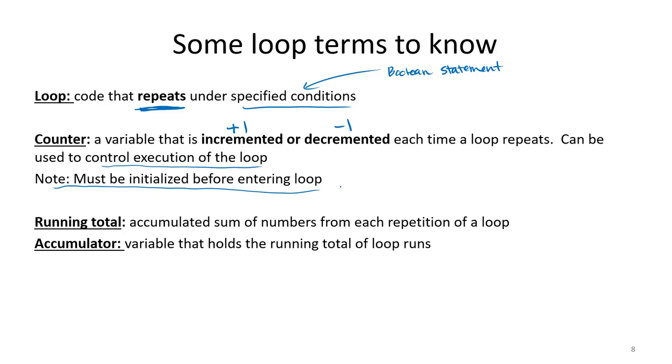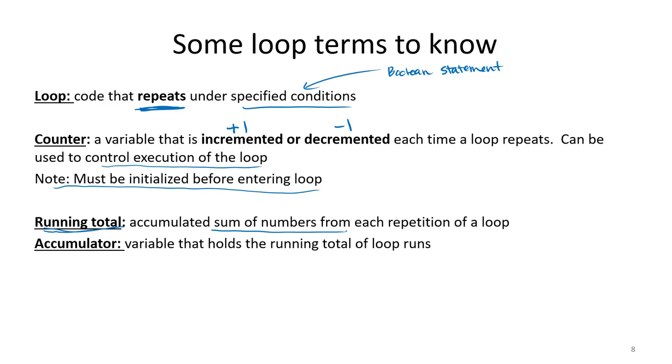Another important loop term is the running total. Suppose you wanted to calculate the average of a bunch of numbers. You would use what we call the running total to keep track of the sum of all the numbers from each repetition of our loop. You could divide the sum of the numbers by the total number of numbers you read. That would give you your average.